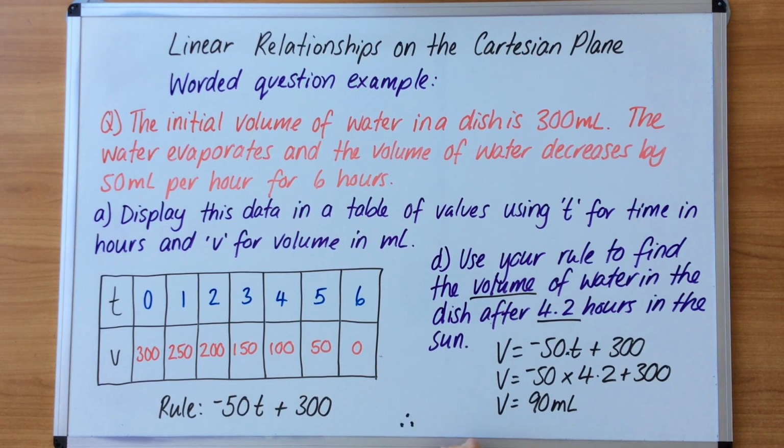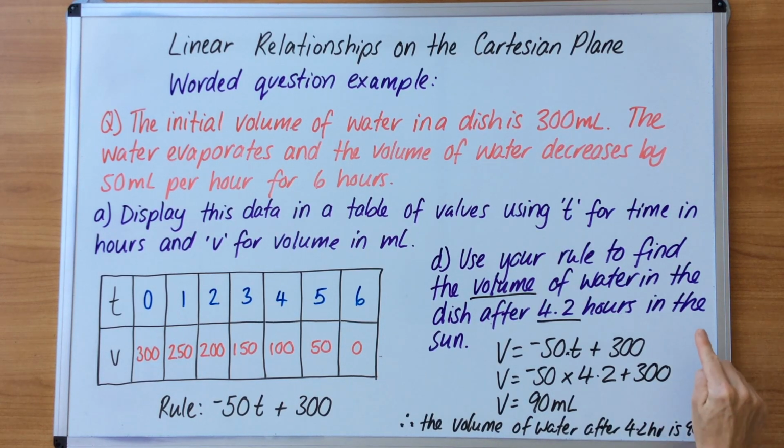And it deserves a therefore statement for the answer because it is a worded question, so I'm going to write this very tiny. Therefore, the volume of water after 4.2 hours is 90 millilitres. Ooh, almost ran out of room there. So, as you can see here, we have our rule, our substitution, our answer, and our therefore statement, because a worded question must have a worded answer.